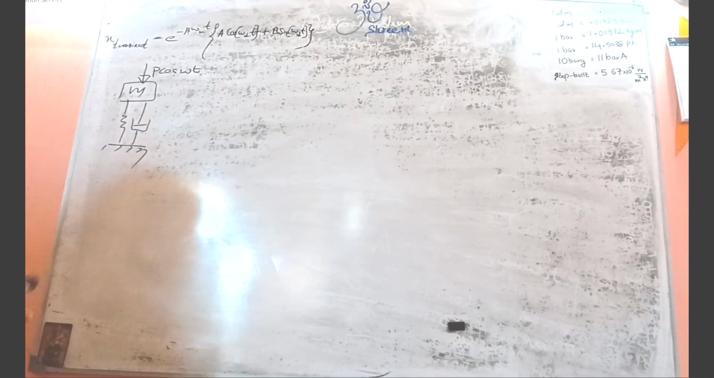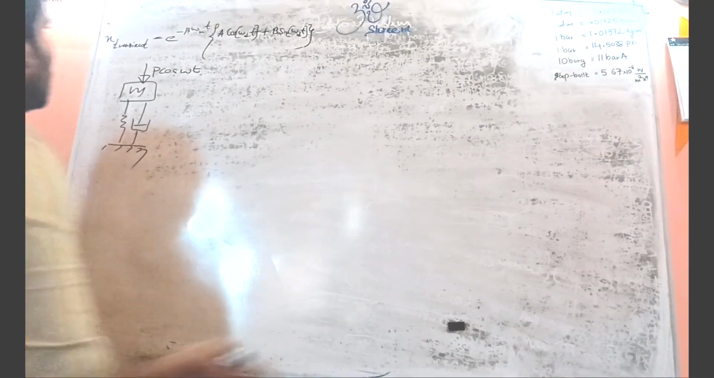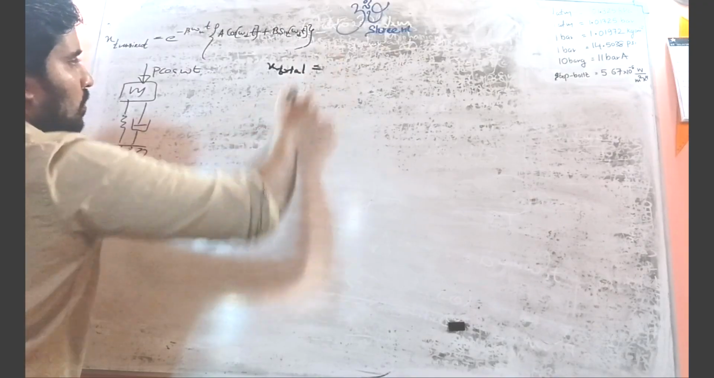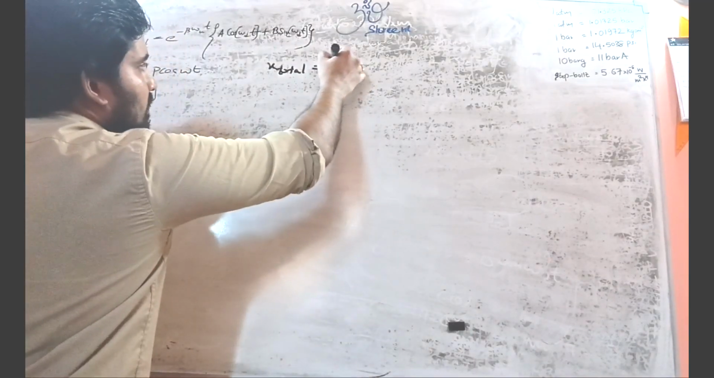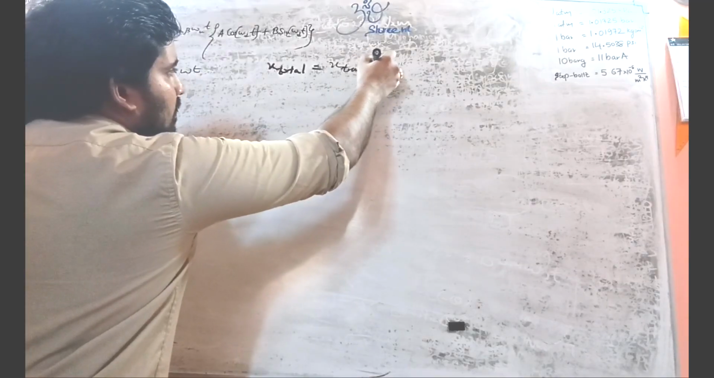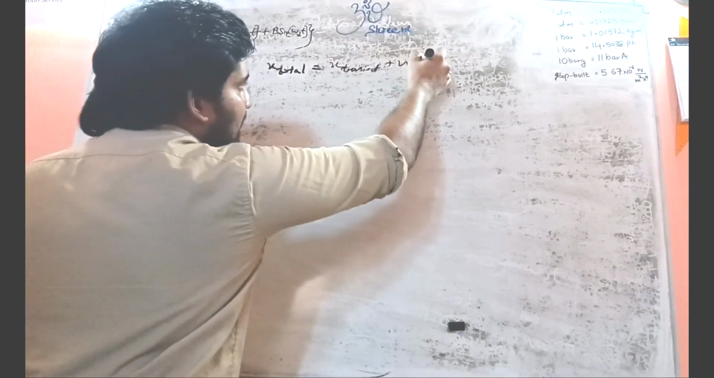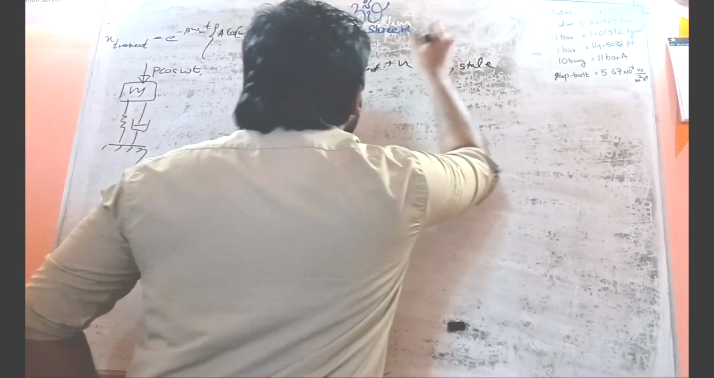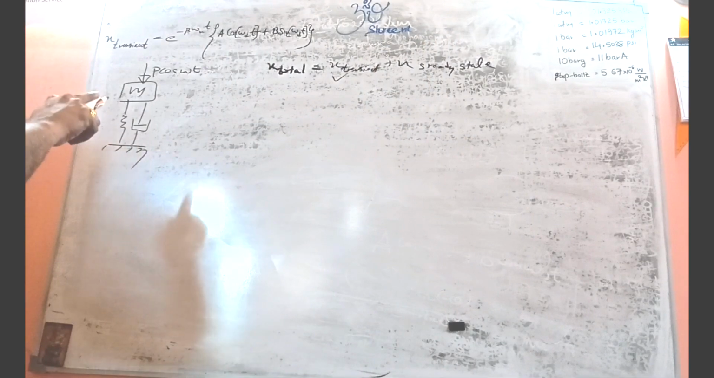Now we need to find the solution. We know that there are two parts, right? When we study, there are two parts. What are the two parts? Let's say x total solution will be x transient plus x steady state, right? So now this part is clear. The transient part is very clear now, right? So now we have to consider the steady state part.